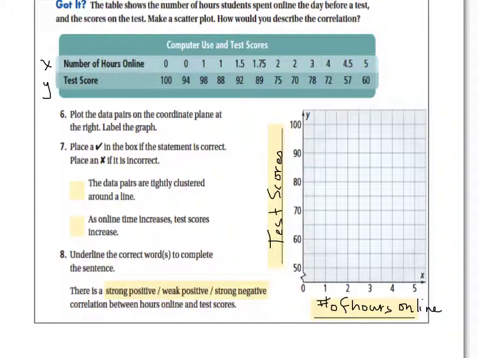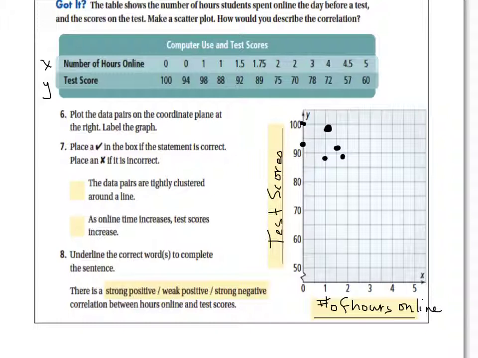Okay, so now I'm going to go through and I'm going to plot my ordered pairs, as I look at the graph. So I've got the ordered pairs 0, 100. We've got 0, 94. We've got 1, 98. We've got 1.5 and 92, 1.75 and 89. Oops, that was incorrect there. A little too far. And 1.75 and 89 right there.